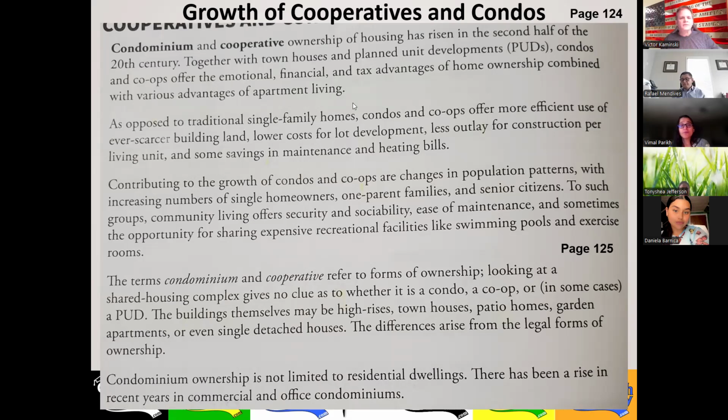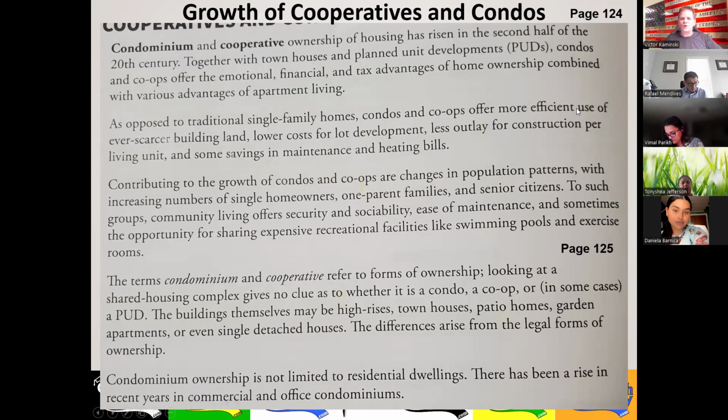Condominium and cooperative ownership of housing has risen in the second half of the 20th century, together with townhouses and planned unit developments, which we call PUDs for short. Condos and co-ops offer the emotional, financial, and tax advantages of home ownership, combined with the various advantages of apartment living. As opposed to traditional single-family homes, even though condos can be a single detached home, condos generally are not single detached homes, but they can be.